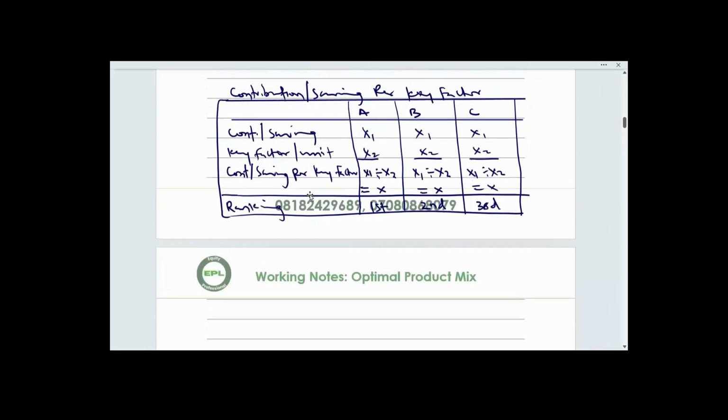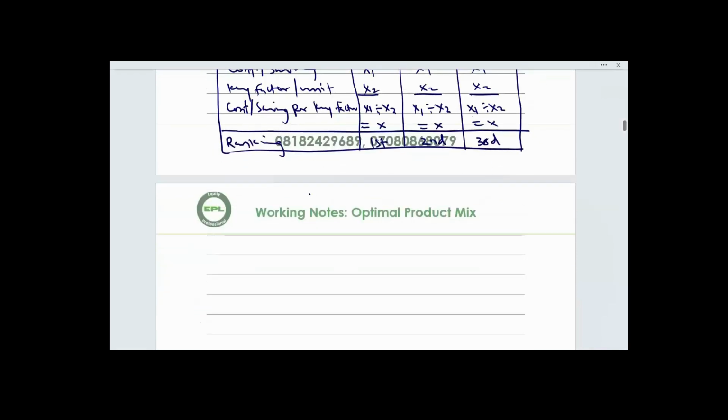Now, step 5, prepare allocation table. Prepare allocation. Let me rewrite that.